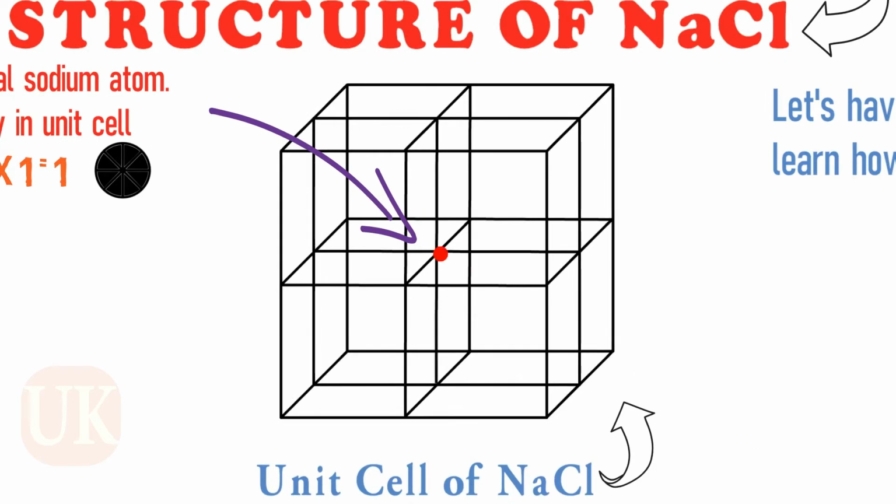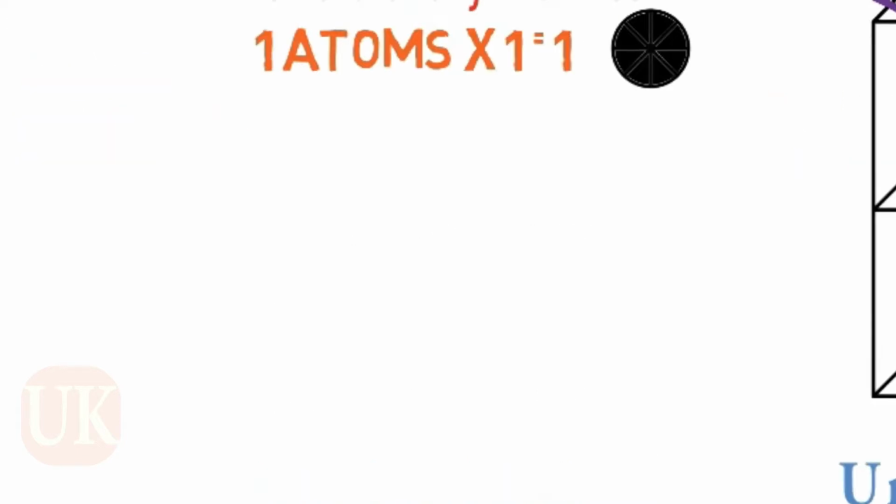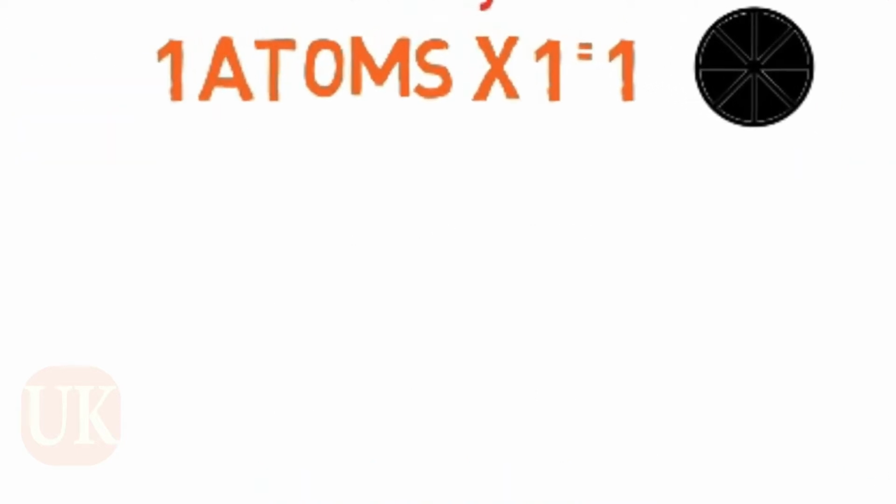This center part is exactly in the center, so the whole atom lies in the middle of the unit cell. Therefore, you should consider this sodium atom a whole or a full atom in the unit cell. It shares one full atom. So one atom multiplied by full, or 1, is equal to 1.